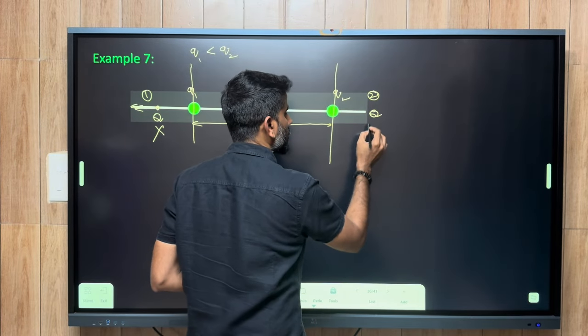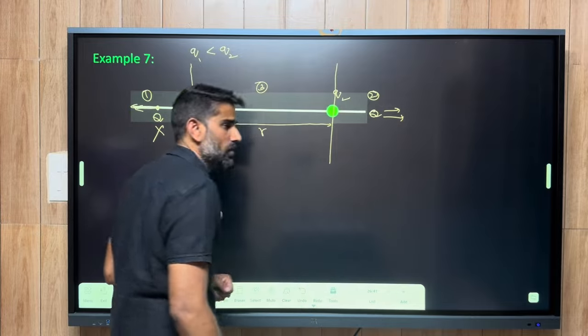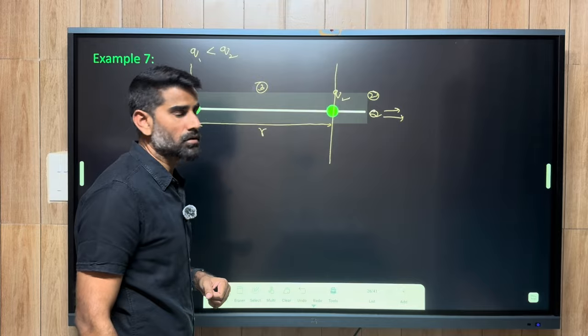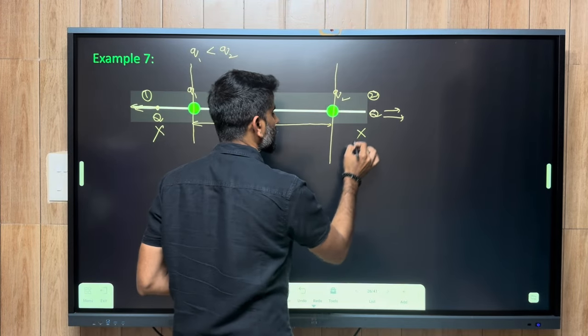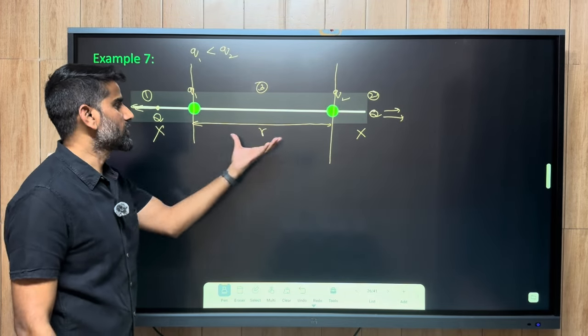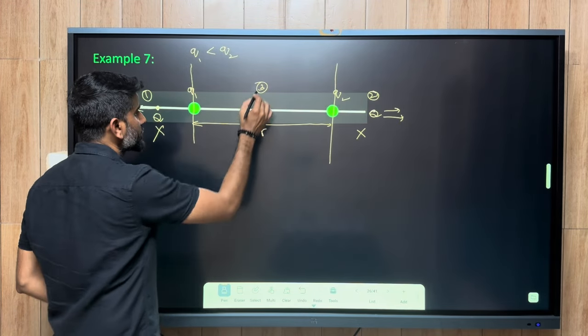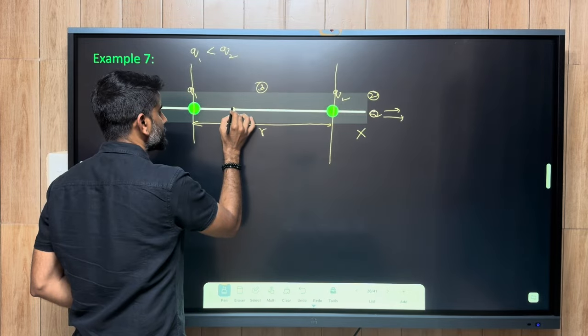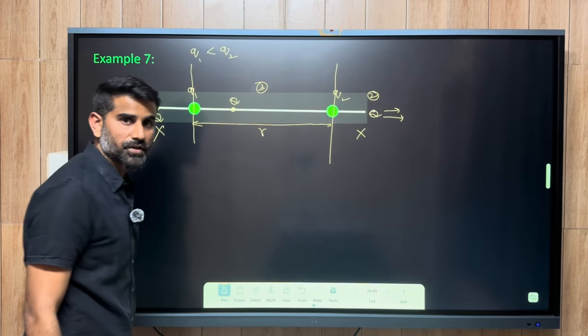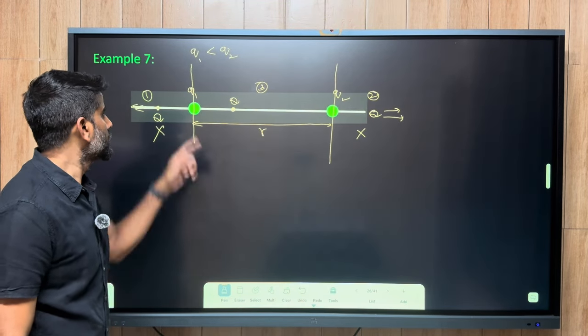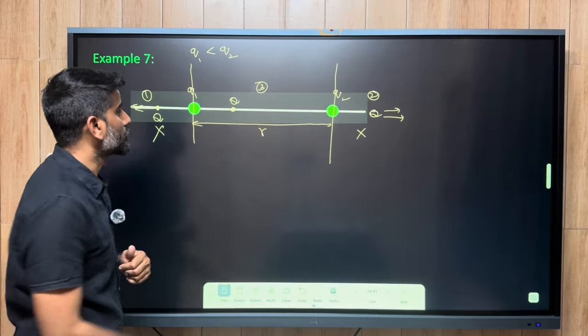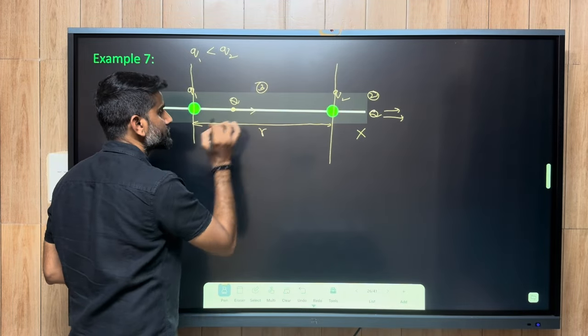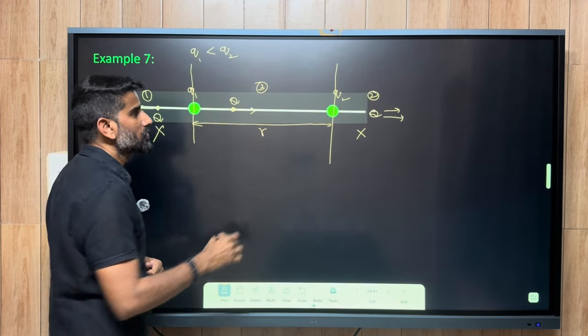Similarly, in this region also not possible, because both the forces act in the same direction. Okay. Now, this is also not possible. Let's look at this region. Let's say I have placed the third charge somewhere here, Q. Now, this Q1 exerts repulsive force on this Q in this direction.